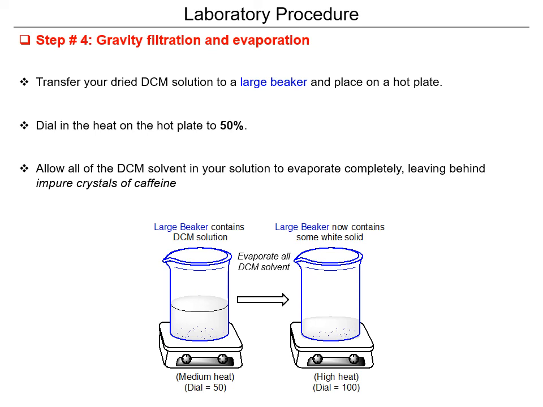Transfer your dried DCM solution to a large beaker and place it on a hot plate. Next, dial in the heat on the hot plate to 50% and allow all of the DCM solvent in your solution to evaporate completely, leaving behind impure crystals of caffeine.